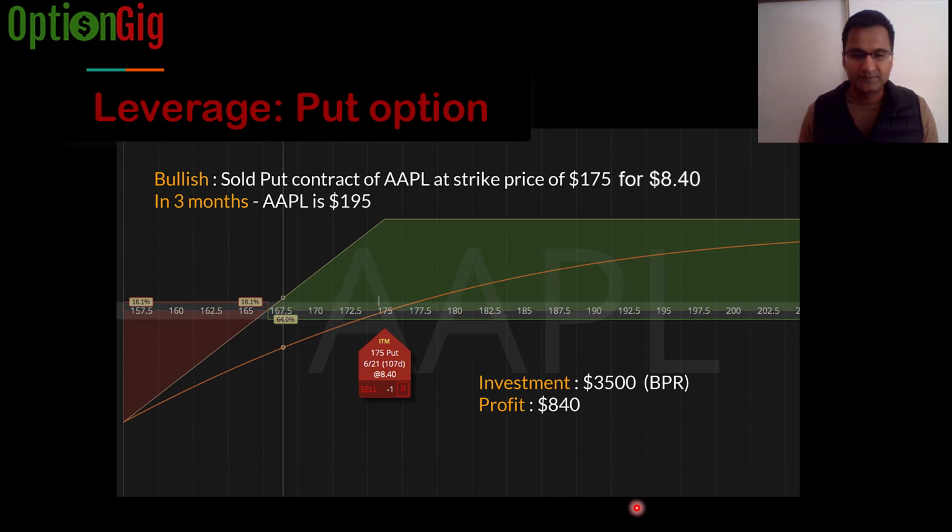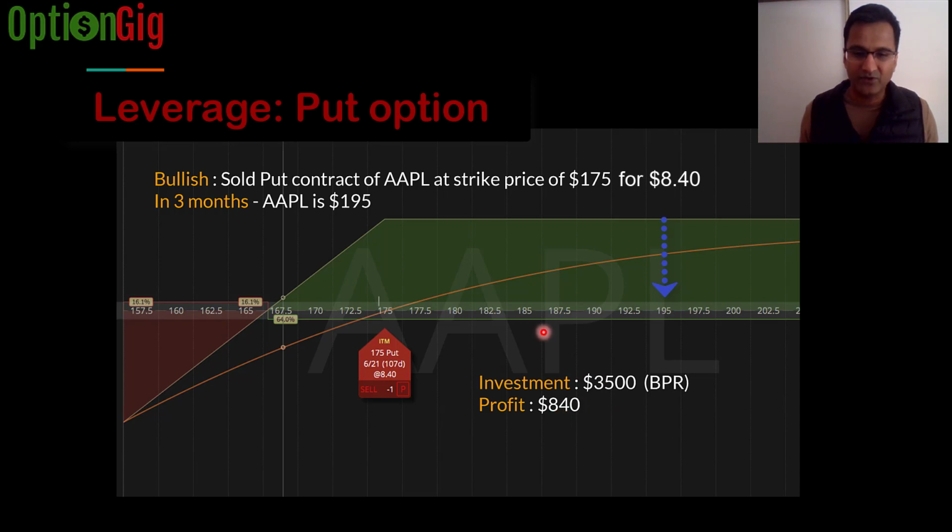Well, let's take an example of what happens in the case of the put contract. So I was bullish. I sold a put contract of Apple at strike price 175. Same scenario, Apple is now at $195. So when I sold this put contract, I received a premium of $8.40, and my buying power reduction, that is the amount of money which your broker will hold for you to enable this trade, was $3,500. So which is kind of my investment to get into this trade. So your investment is $3,500.